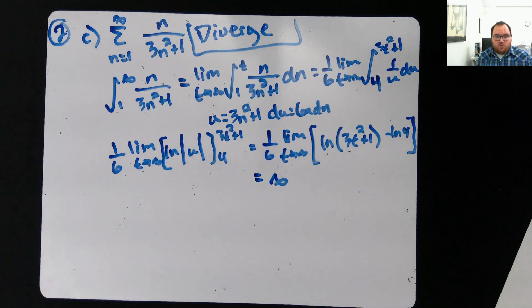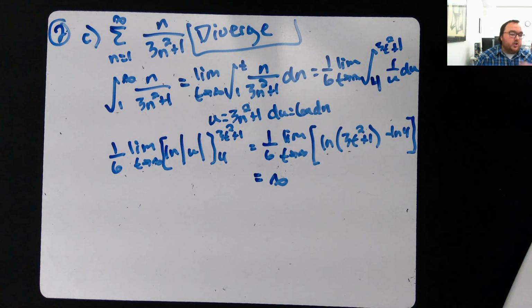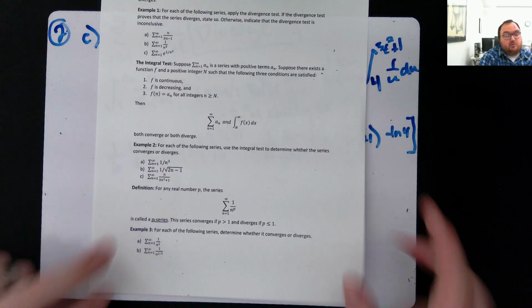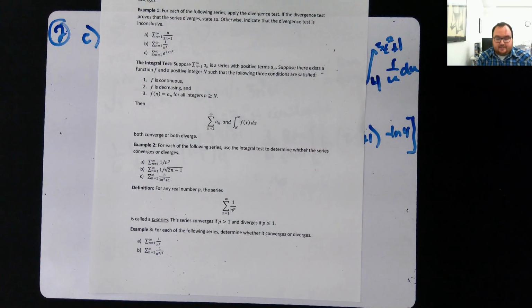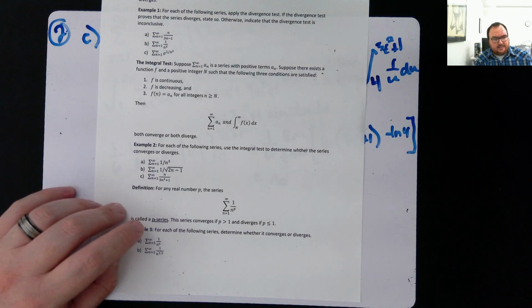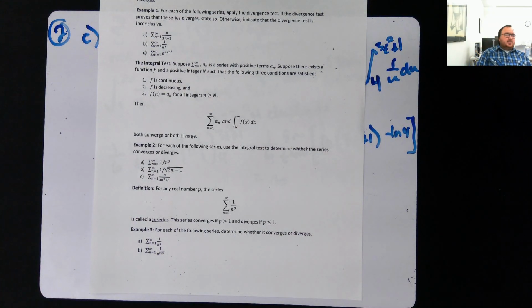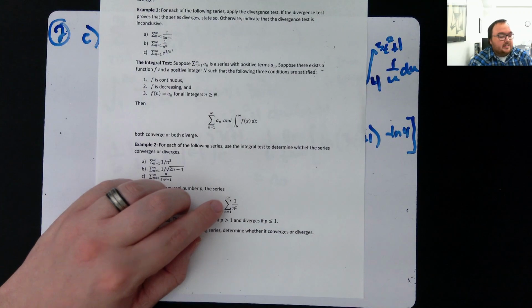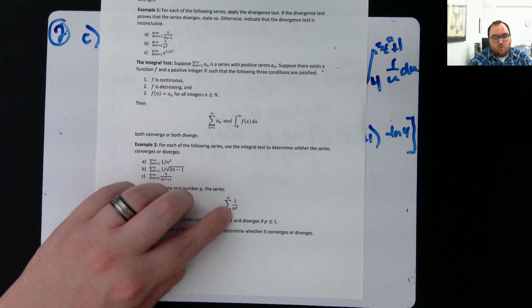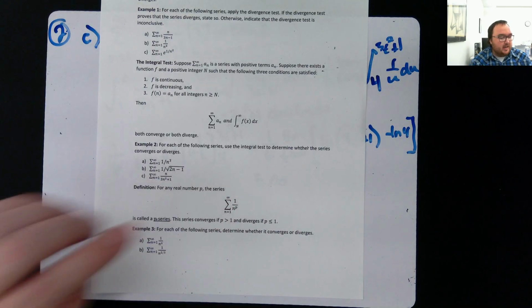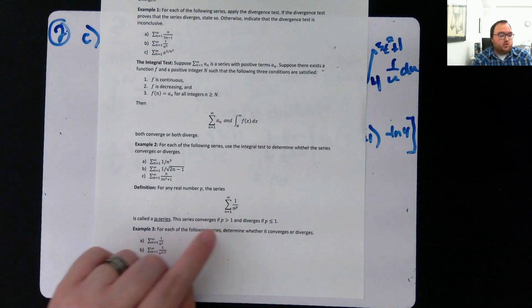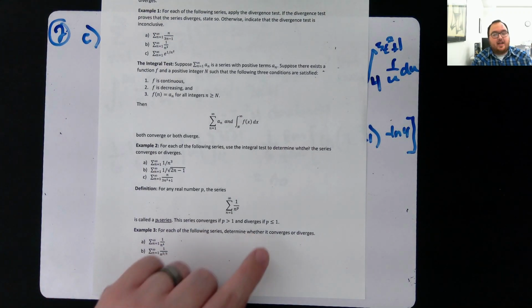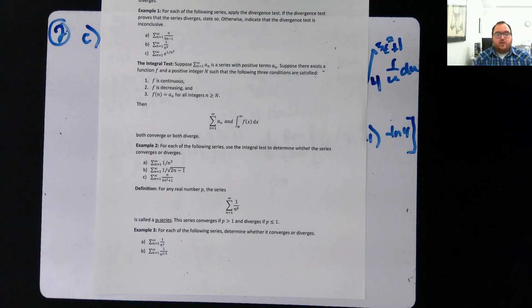Does it make sense? Let me know. So using this idea, we can talk about a new type of series called the p-series. This is whenever I look like the sum of 1 over n to the p. When I look like the sum of 1 over n to the p, if p is greater than 1, it's going to converge. If it's less than or equal to 1, it's going to diverge. Let's think about why.